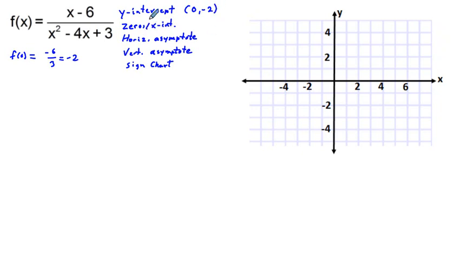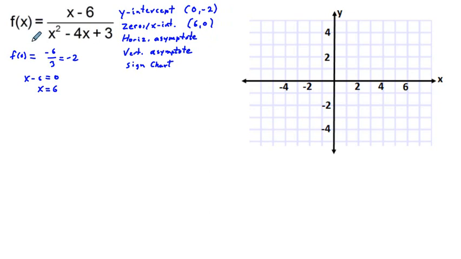Now, as far as zeros and x-intercepts, we set our numerator equal to 0. We put x minus 6 equal to 0, so therefore x is equal to 6. So that's going to be our coordinate pair (6, 0).